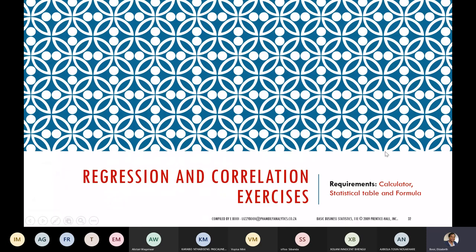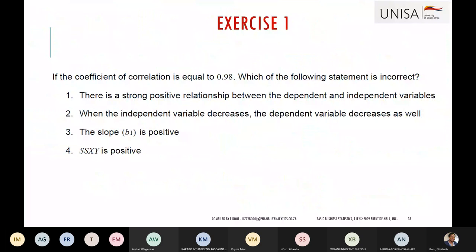Okay, so now let's start with today's session. It took me 30 minutes to recap. But no worries, let's begin. This one, we can work it out together. Whoever wants to answer can answer it.